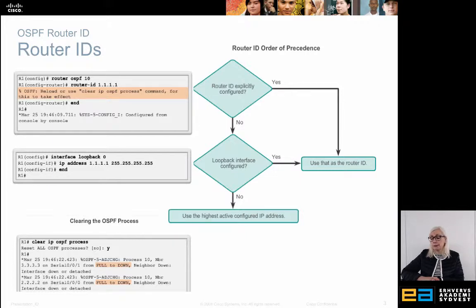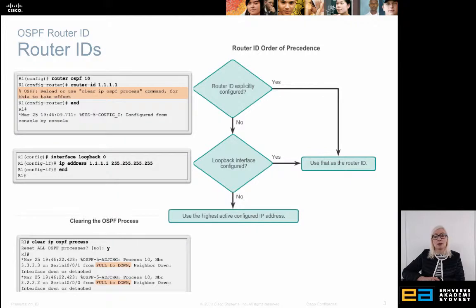If you don't do it, then the router will set the ID to the highest loopback address. If you have configured one or two loopback addresses, then it will choose that address as the router ID. If you haven't set any loopback address, then it will take the highest active IP address and choose that as the router ID.